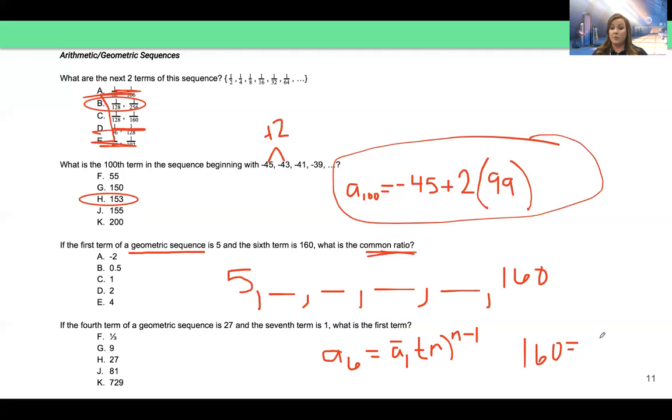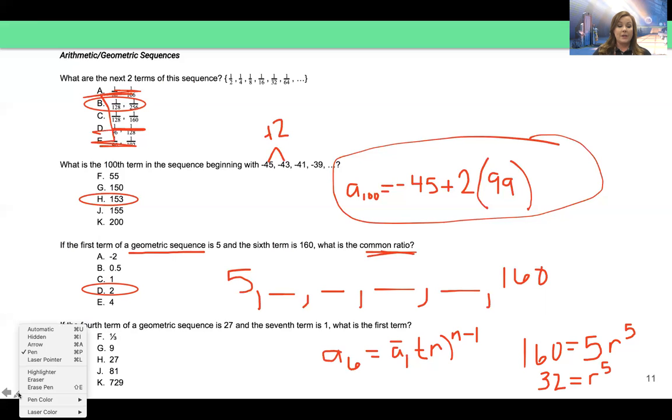equals, first term is 5, and it's going to be times r to the 5th power because it's n minus 1. Divide both sides by 5, and you get, what is that? 5 goes into 160, 32 times equals r to the 5th. Take the 5th root of 32, and that's going to give you 2. So there's your common ratio.